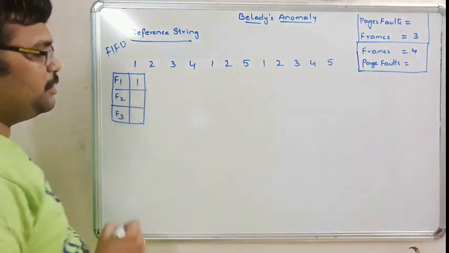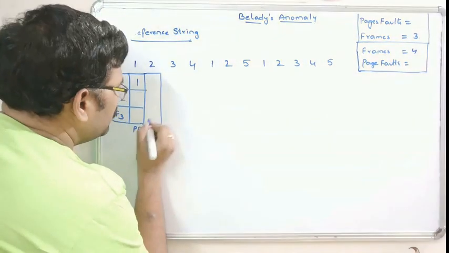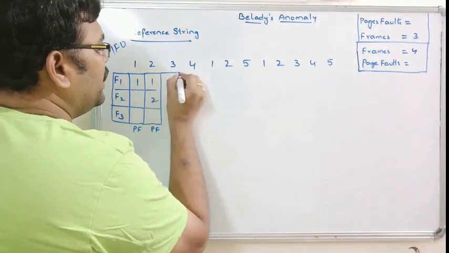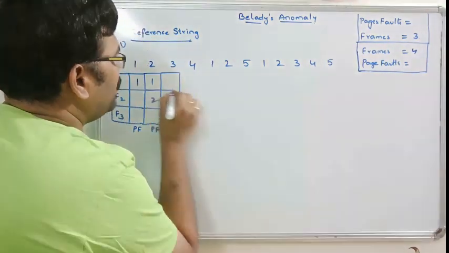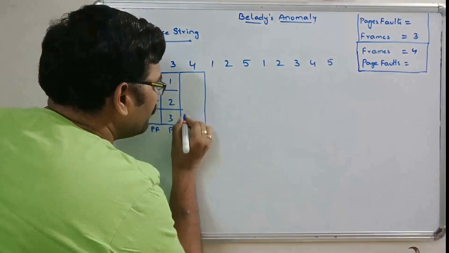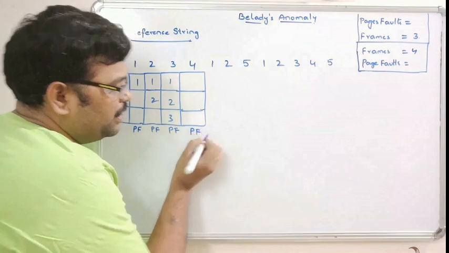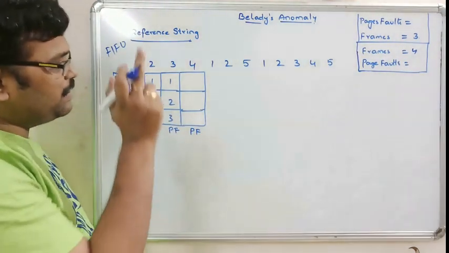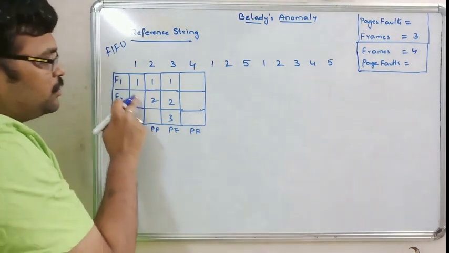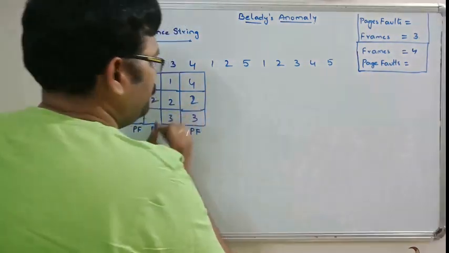So 1 is placed here, it's a page fault because 1 is not available. Coming to the second one, 2 is also not available, again it's a page fault. So 1 and 2, and then 3, again a page fault. So 1, 2, 3, and now 4 is also not available in the memory, so again it's a page fault and we have to replace. Which one do we replace? First in, first out. The first page allocated in the frame should be removed. Here 1 is the first page among these 3, so we replace 1 with 4.